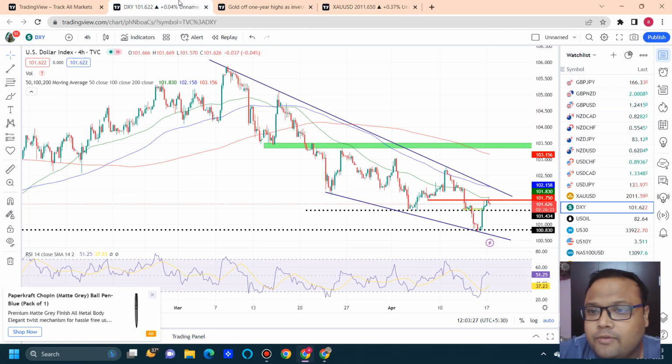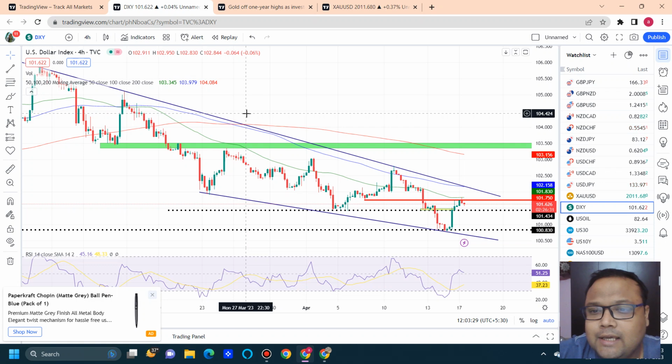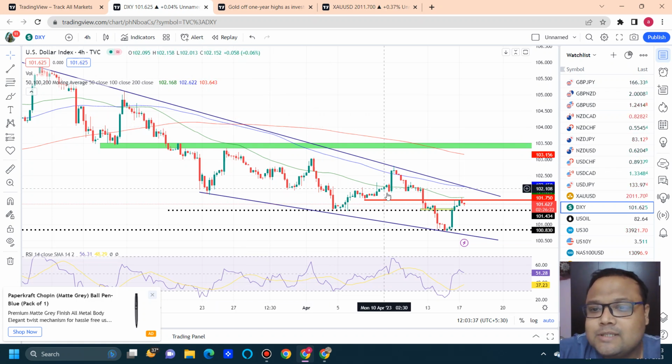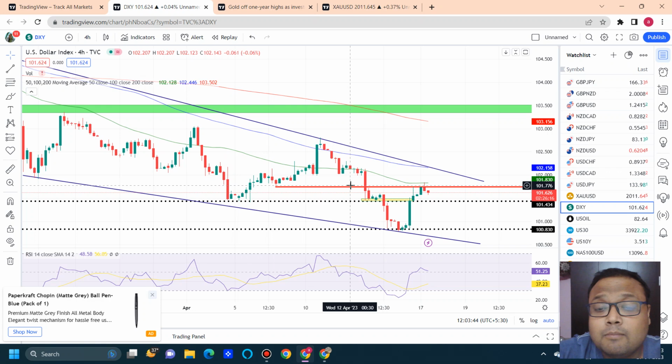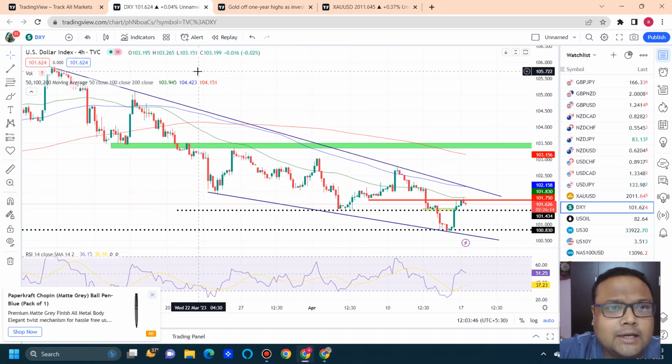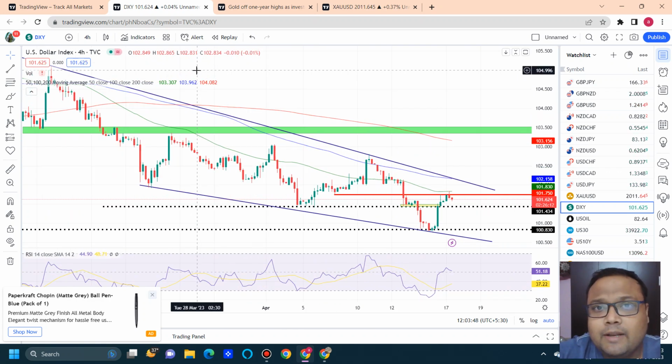And if we look at the chart of DXY, we can see that DXY is kind of silent, not much activity or movement going on. DXY is standing at 101.62. After the market opening, there is a little bit of correction, but still no big move here. Overall, the trend of DXY is still very much intact.